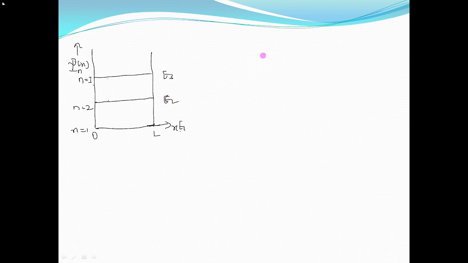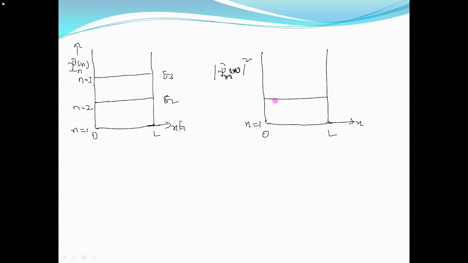Next, in the same way, this is for probability density, modulus of psi n x whole square. Next, 0 to L, this is the x-axis. So n is equal to 1 is the ground state, n is equal to 2, and n is equal to 3. This is E1, E2, E3.